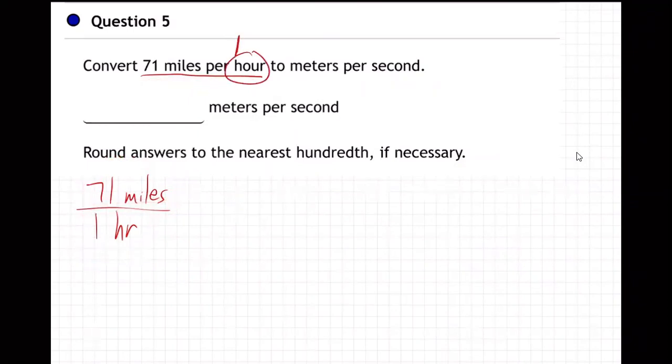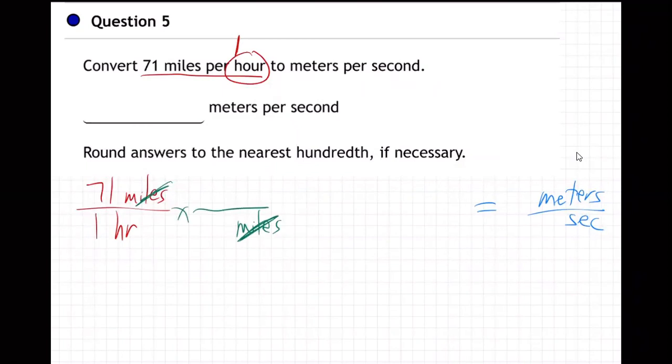Per every hour. Okay, and what do we want in the end on this one? We want meters per second. We're wondering if you're covering 71 miles every hour, how many meters are you covering every second? So let's see if we can figure that out. First thing we're going to do, we're going to put miles down below because it's all about cross canceling the words, the units. So put miles down below like that.